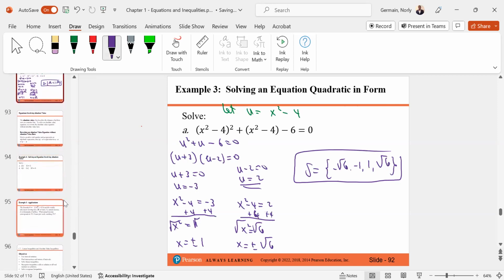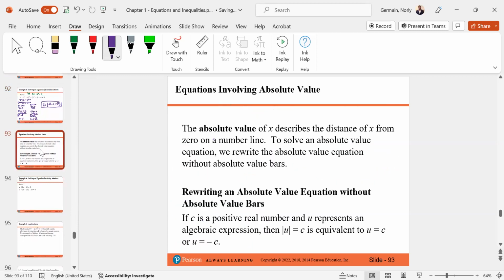We also have a few other examples to show you, especially equations involving absolute value. The absolute value of x describes the distance of x from 0 on a number line. To solve an absolute value equation, we rewrite the absolute value equation without the absolute value bars. So if we have the absolute value of x equal 3, all right?